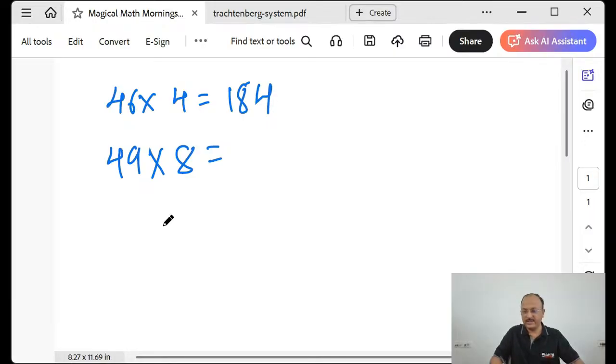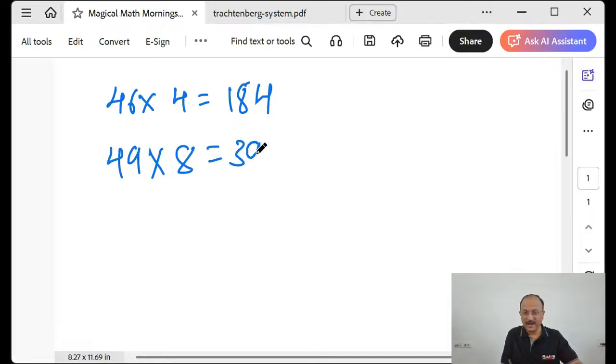Yes. Very good. 49 into 8. Simple. 4 eights are 32 in mind. You will not say all these things. Directly you will be speaking about 320 plus 72. That's it. Only 320 plus 72 should come in your mind. Correct? Yes. 320 plus 72 is 392.